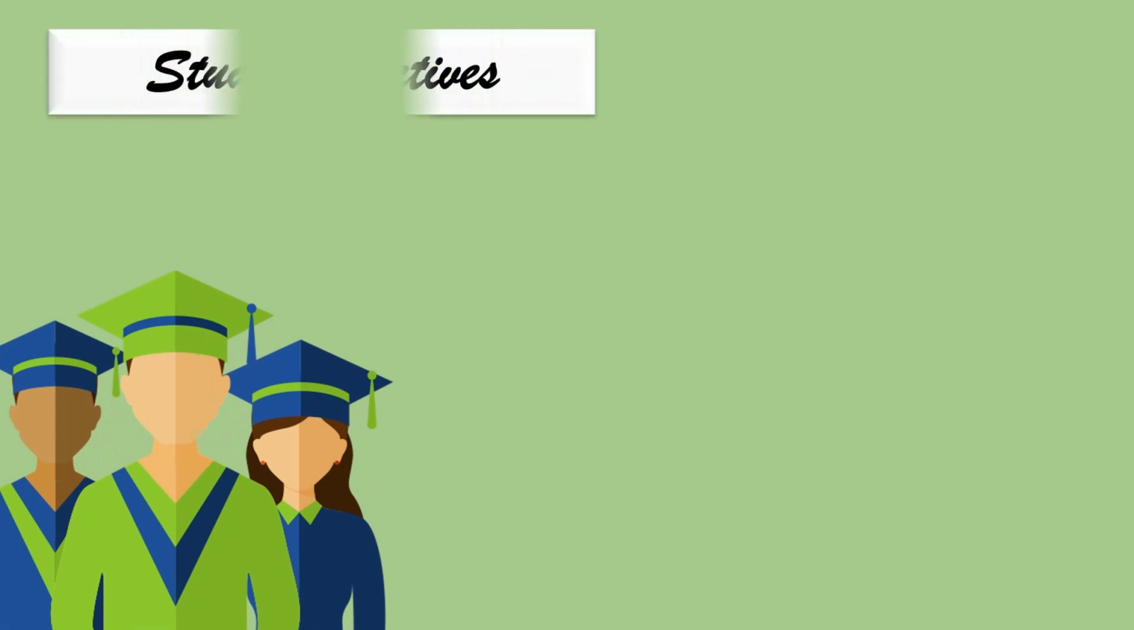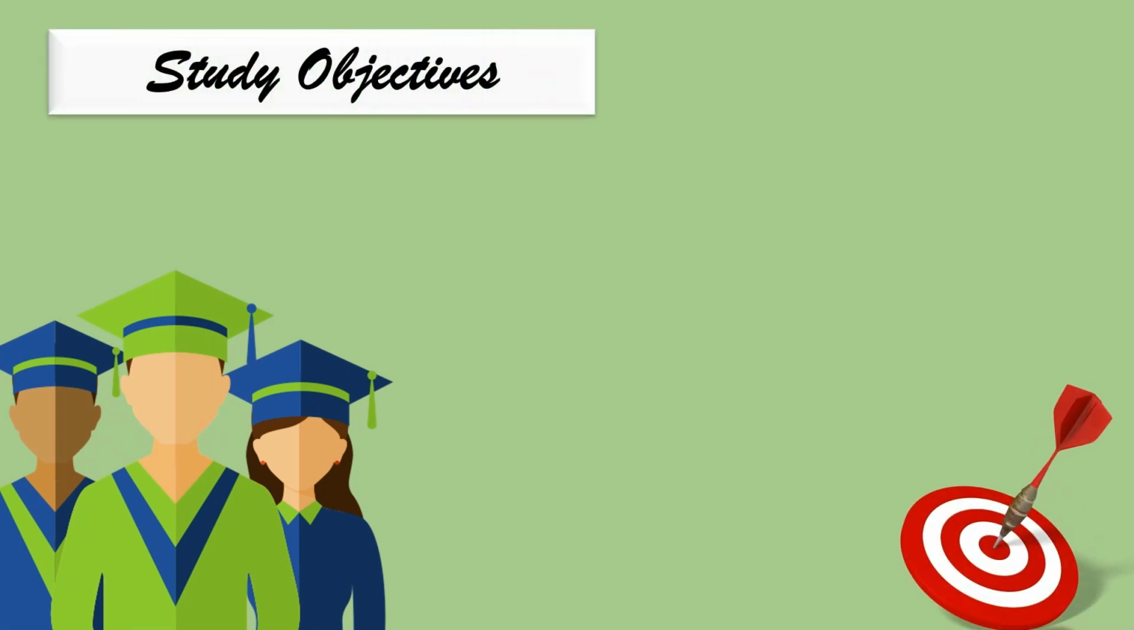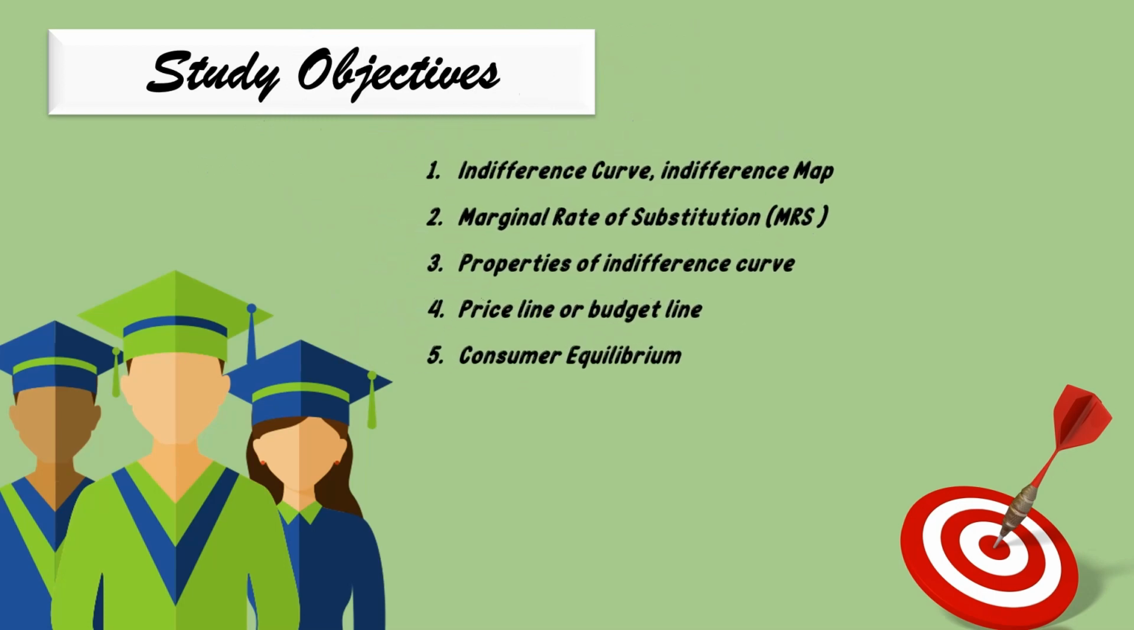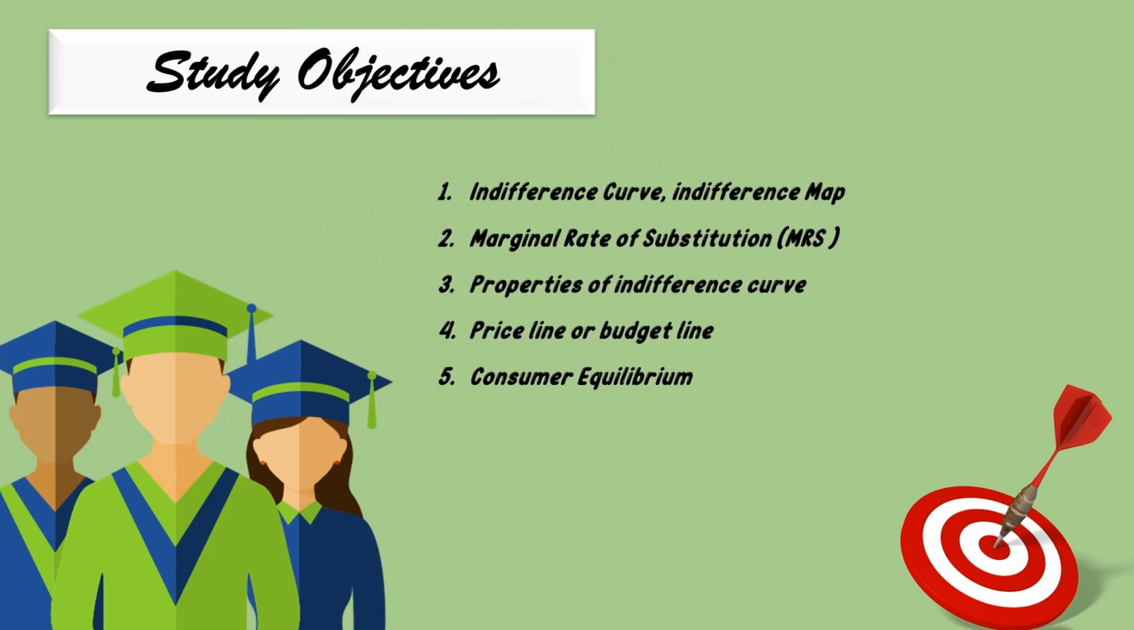In this video, we have our topics, or what we call study objectives, which are: the first one is indifference curve and indifference map, the second one is marginal rate of substitution or MRS, the third is properties of indifference curve, the fourth is price line or budget line, and the last one, the fifth, is consumer equilibrium. So what are you waiting for? Let's go!